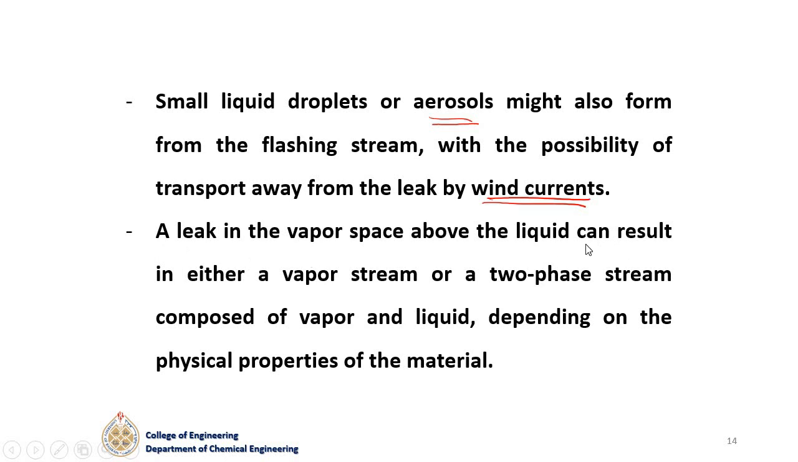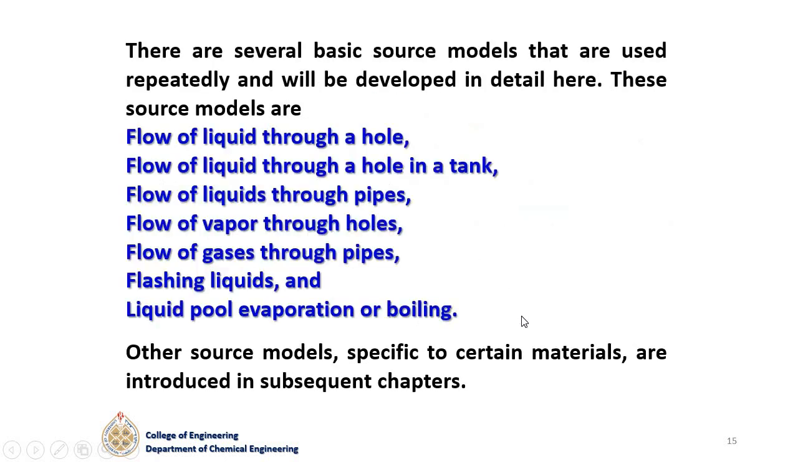A leak in the vapor phase above the liquid can result in either a vapor stream or a two-phase stream. This is simply explaining what I just explained: if it was under pressure and there was a leak, liquid could become vapor. So what we want to study in this chapter is the flow of liquid through a hole in a tank, and the flow of liquid through pipes. After we finish with liquids, we want to study the flow of vapor through holes. We will not take the flow of gases through pipes. It goes very deep into the mechanical engineering balances and could be very complicated.